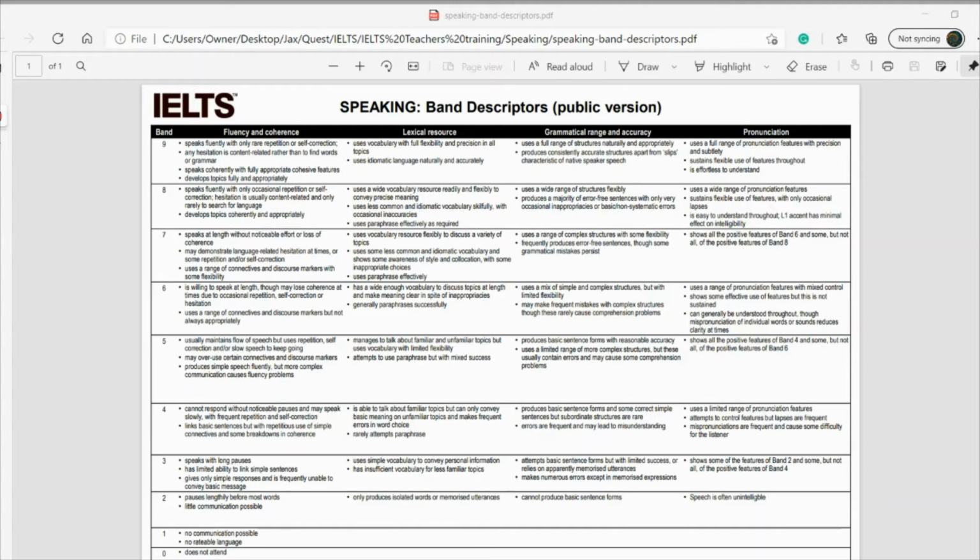Pronunciation. This criterion refers to the ability to produce comprehensible speech to fulfill the speaking test requirements.